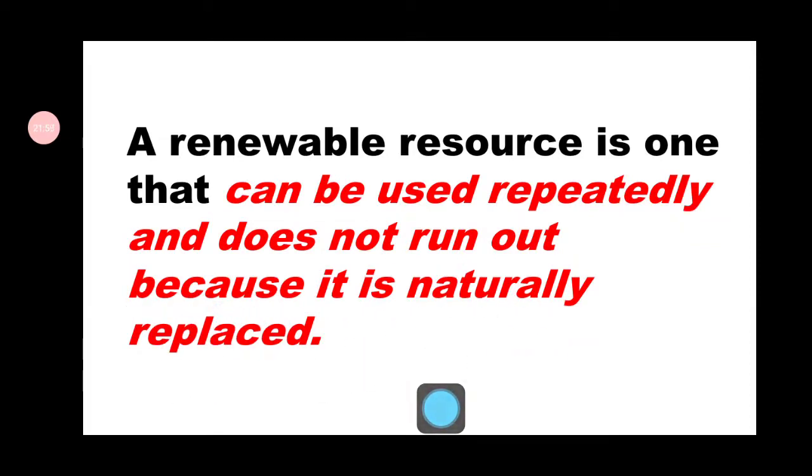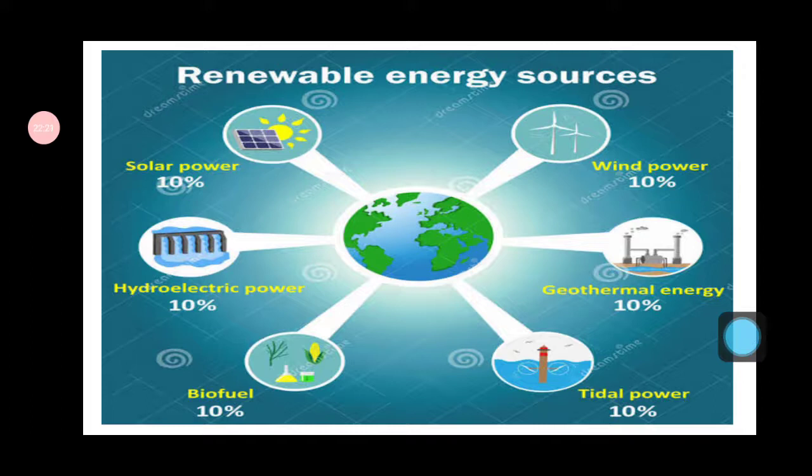For example, water: if it gets over, once again it will be replaced when we get rain. Sunlight: every day we get sunlight. That is the idea we come across. So a renewable resource is one that can be used repeatedly and does not run out because it is naturally replaced. Some examples of renewable energy sources are solar power, hydroelectric power, biofuel, tidal power, geothermal energy, and wind energy.